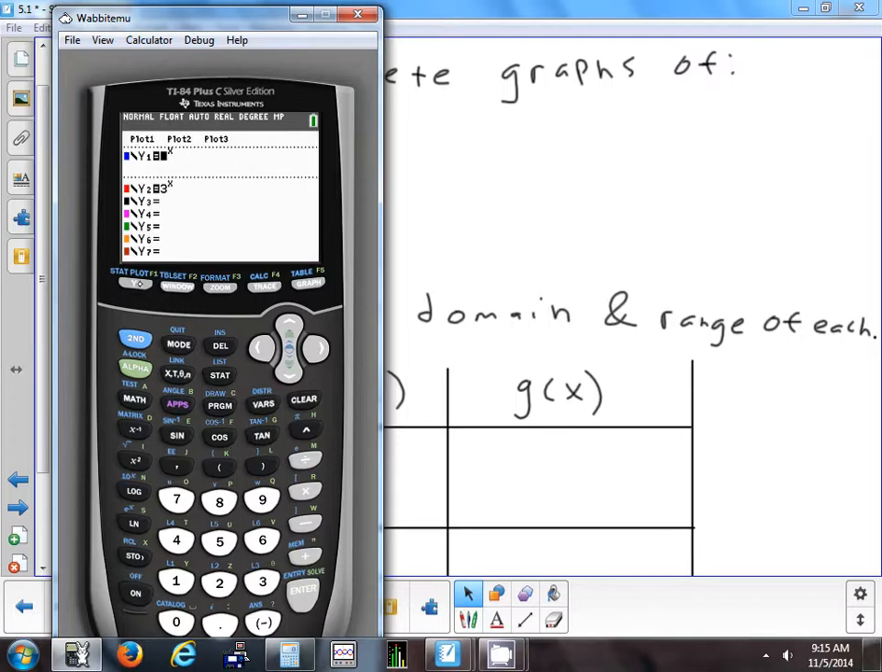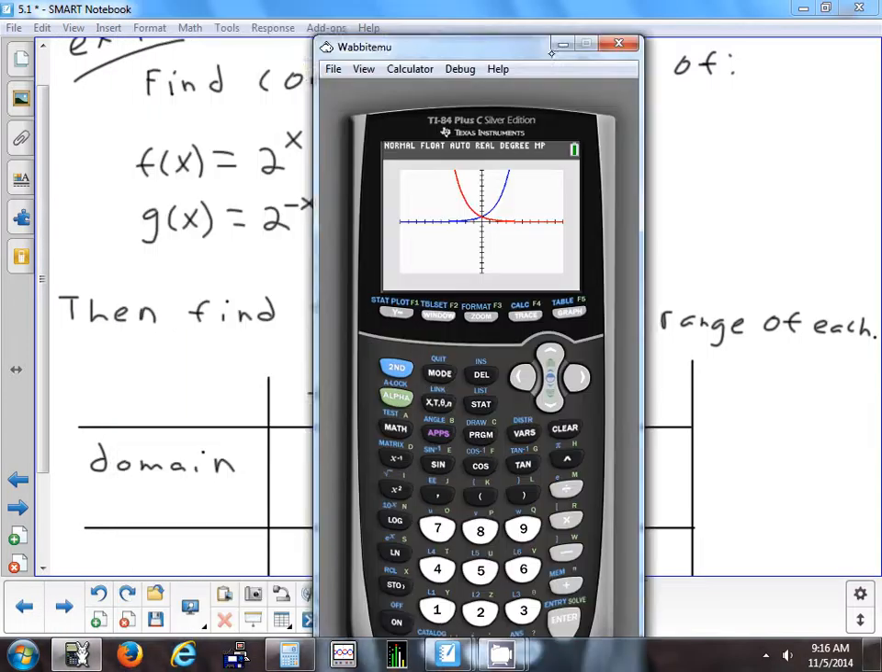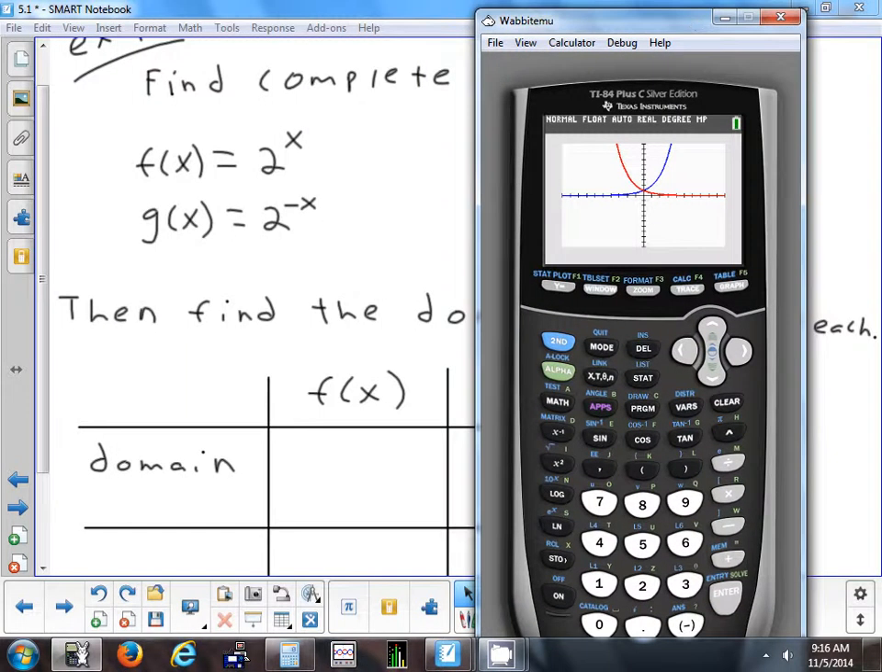Okay, so let's graph 2 to the x and 2 to the negative x. So there's 2 to the x. And there's 2 to the negative x. So it does cause it to flip. In this case, because we're putting the negative right next to the variable, that causes it to flip over the y-axis. If I wanted to flip it over the x-axis, I could put the negative in front of the 2, and that would cause it to flip over that axis.